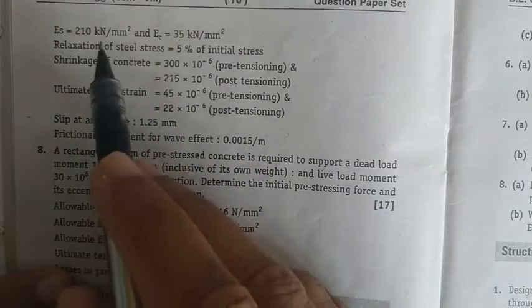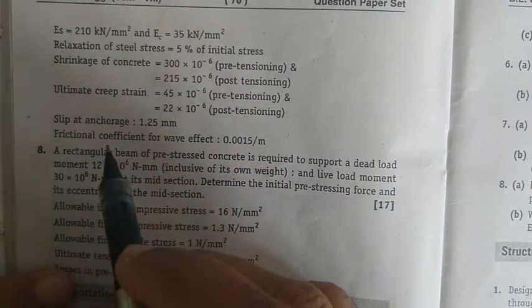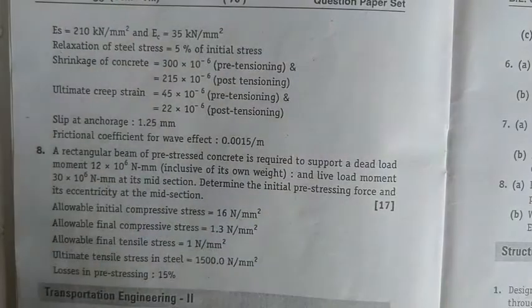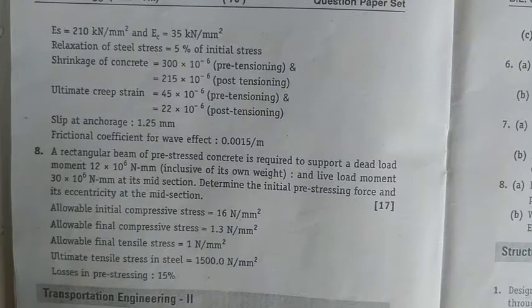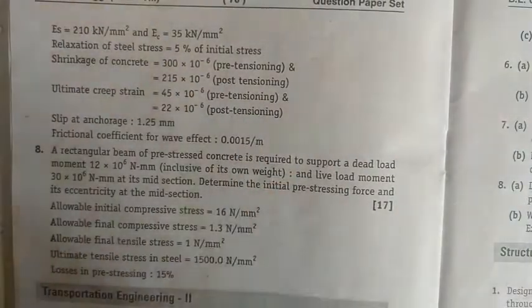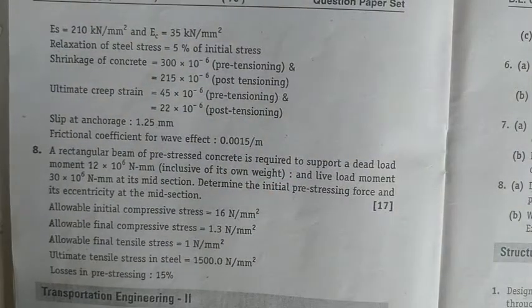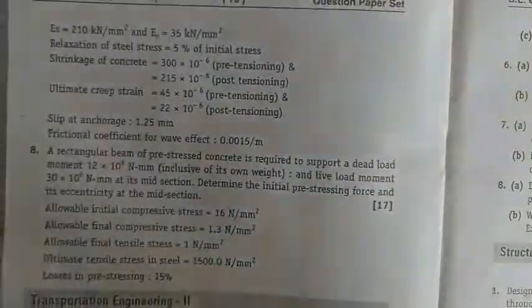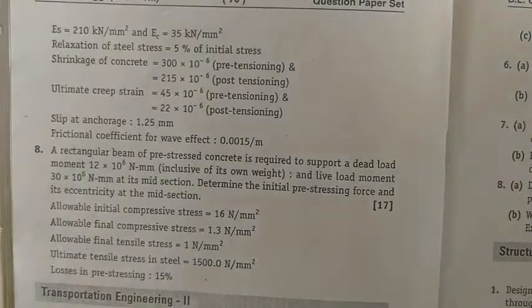You have to find out all these losses and make a list of all these losses related to the post-tensioning and pre-tensioning beams and find out the percentage loss. Let us solve this question.